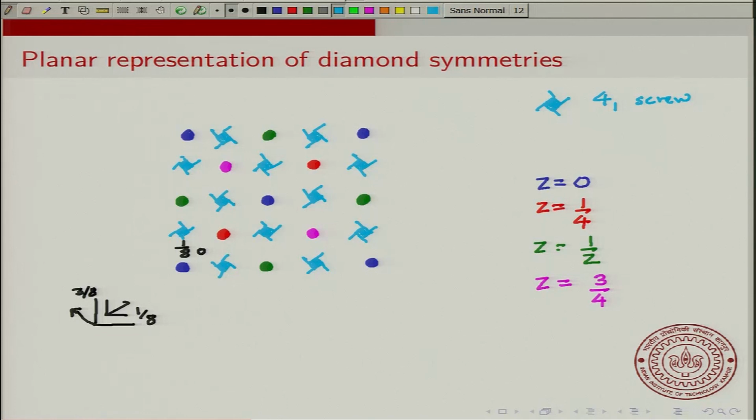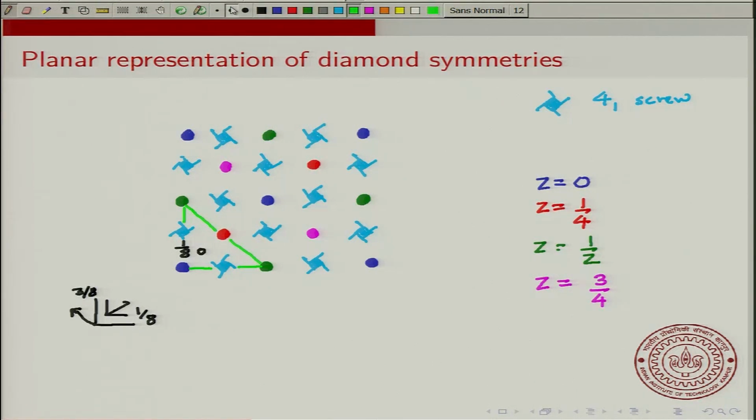Okay, so now you can also see the asymmetric unit of diamond. So the asymmetric unit of diamond is just this. This is the asymmetric unit. Okay. So this small 1/8 corner is the asymmetric unit. Okay, and whatever is there here is seen in all the others.